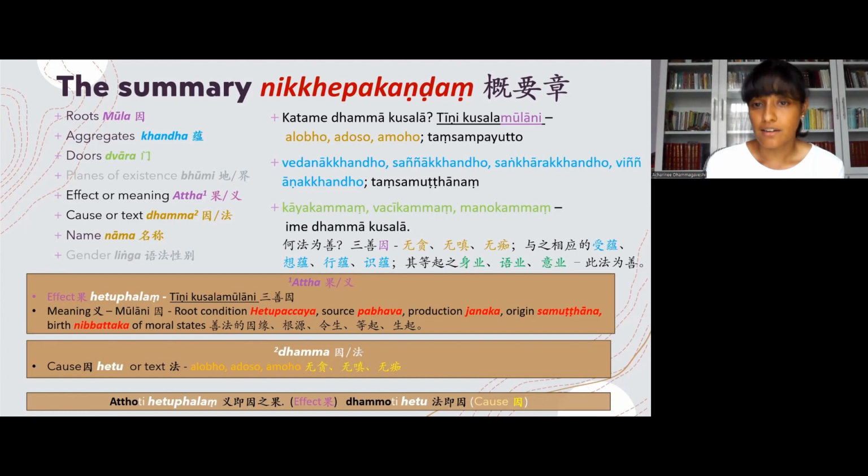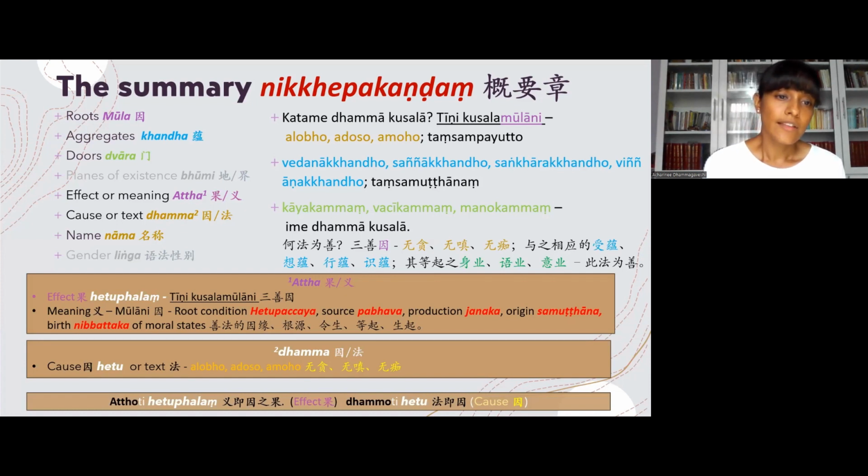Thang Samuṭṭhāna. Together with these roots arises or springs Kaya Kamma, Vachi Kamma, Mano Kamma. Kaya Kamma refers to the body door, Vachi Kamma refers to the vocal door, and Mano Kamma refers to the mind door. So these are the 3 outlets through which the kusala is generated, and they are called dvara, or doors. Ime Dhamma Kusala. These are the states that are wholesome.